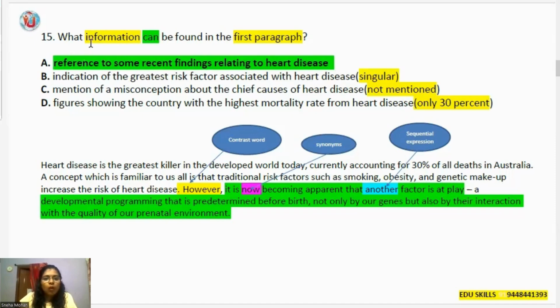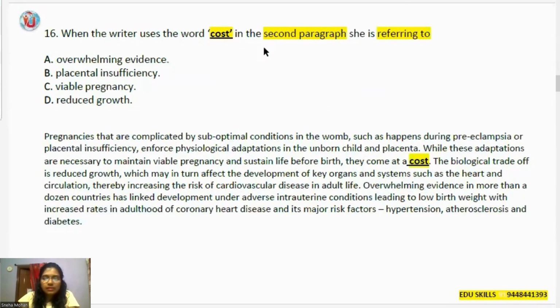That is, what information can be found in the first paragraph? So the correct answer is a reference. Answer option A is reference to some recent findings relating to heart disease. I hope I'm clear with question number 15 and the answer option. Yes, question number 16.